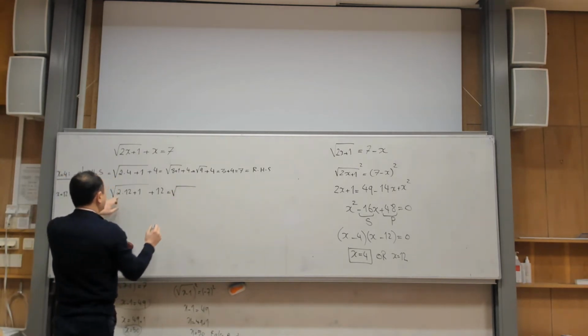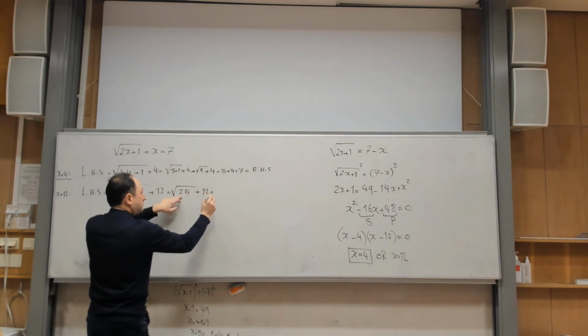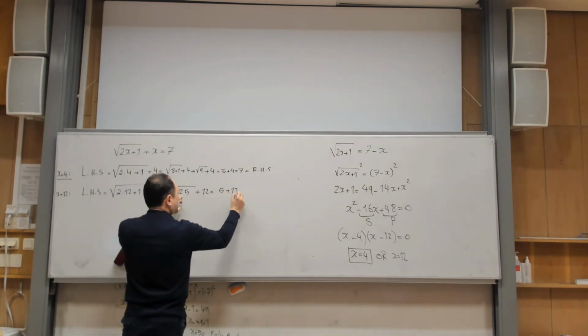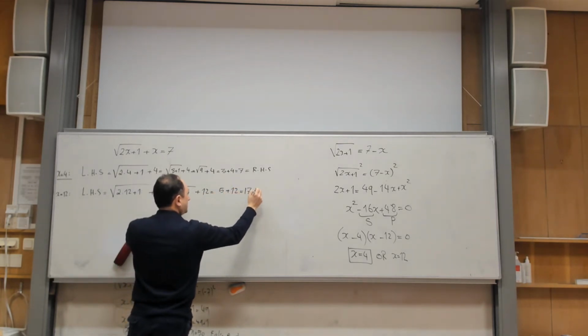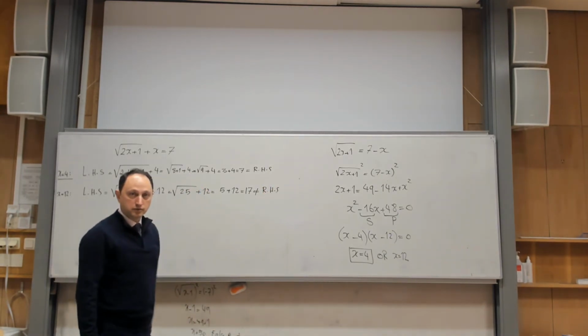You see that this is not working. 2 times 12 is 24, plus 1 is 25, plus 12. The square root of 25 is 5, plus 12 is 17, and 17 is not equal to the right hand side. So that is the false root, yes?